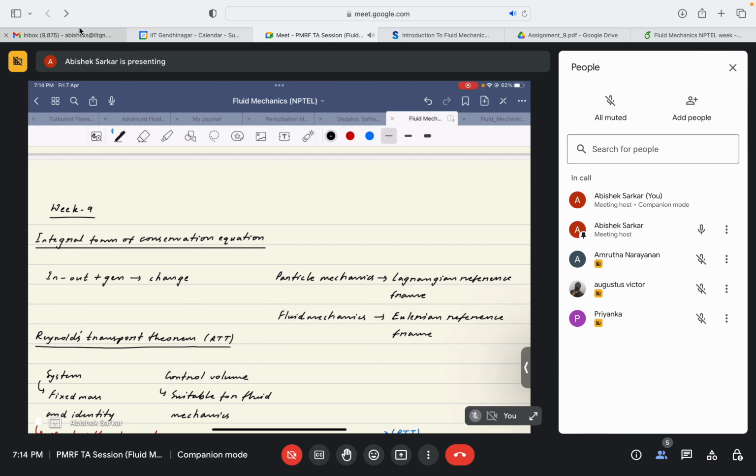Before starting, could one of you please tell me about Reynolds transport theorem? Like, what is Reynolds transport theorem? If you have attended the week 9 lectures, I guess Professor Chakraborty would have extensively discussed Reynolds transport theorem. So could any one of you please explain what it is?